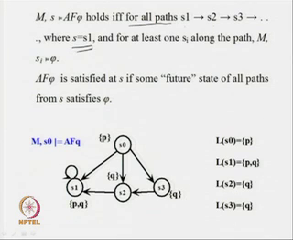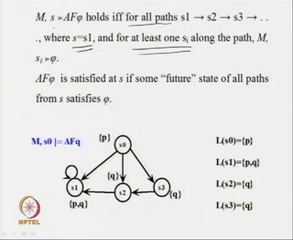That means the starting state of all those paths is the state of our concern, this particular state S, and for at least one S i along the path, M, S i models phi. So you see that we are going to look at all paths. In all paths, we are saying that eventually phi must be true. That means we are going to look for some state where phi holds. If this happens in all paths, then we say that A F phi holds in this particular state S.